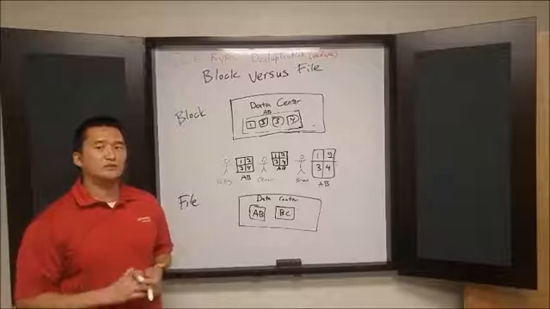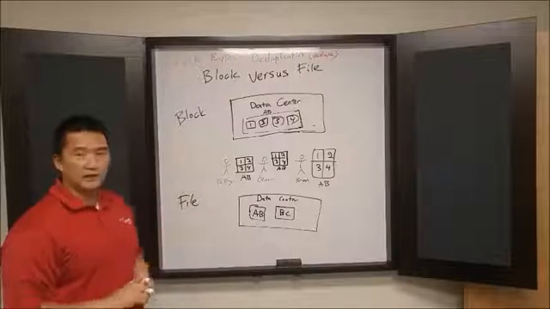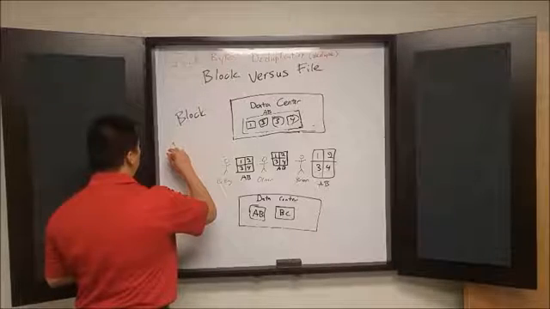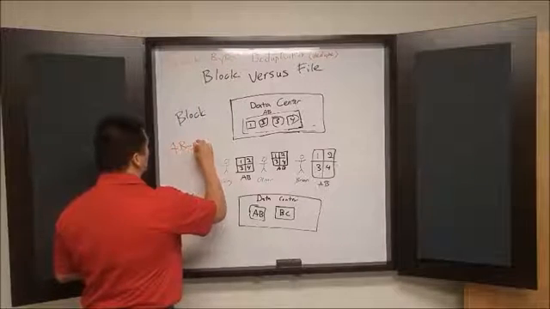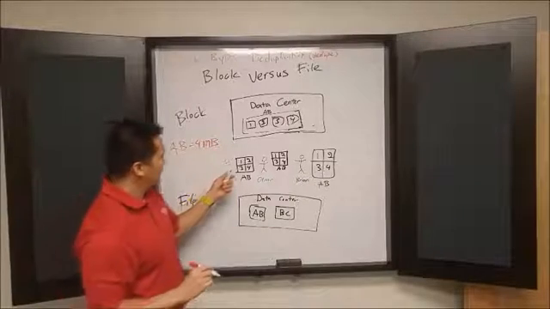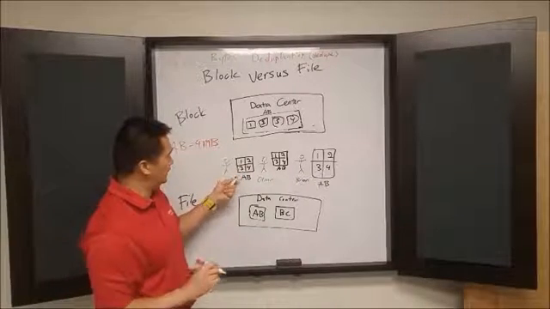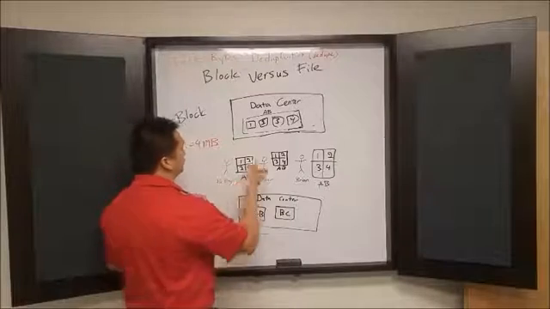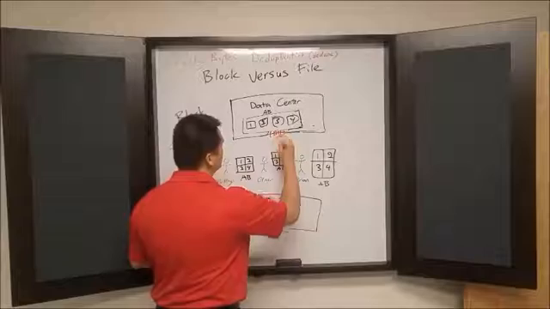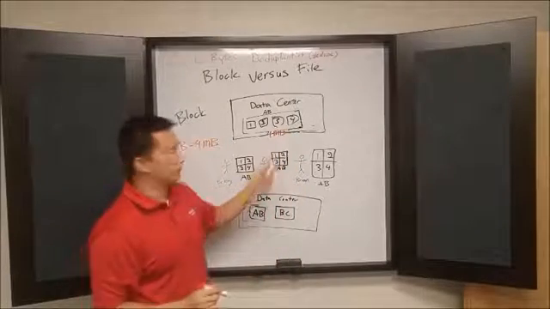So what's the difference between block and file level storage? Well, if the AB file was 4 megabytes in size, and each cell was 1 megabyte in size, we can say that in the data center, we've occupied 4 megabytes.